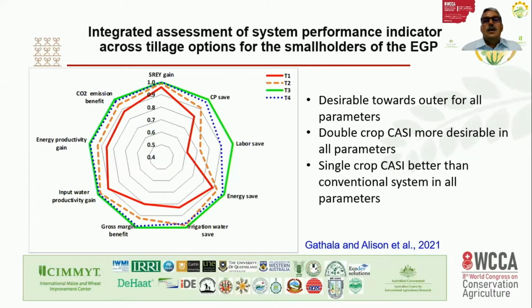It also shows, when we do the analysis of better indicators and desirability, that all parameters are more desirable in CASI, double crop CASI, compared to the conventional system. It also shows that single crop CASI is better than the conventional system in all parameters. It indicates that by adoption of conservation agriculture, we can improve all parameters, and that can contribute to sustainable development goals.